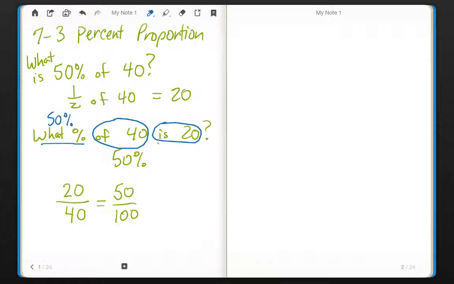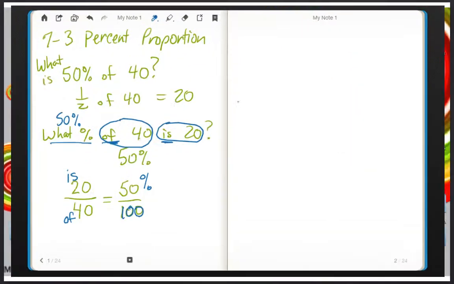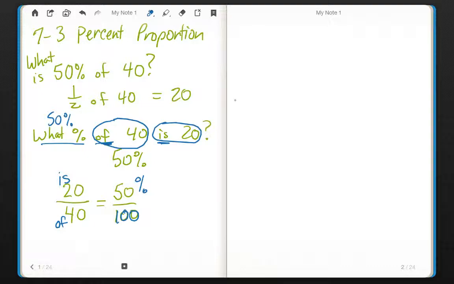I had you point out this "is" and this "of." The 20 was connected to the word "is." The 40, that's the "of," which is your whole. Then we had our percent, and then we have the number 100. That's the framework that will be true for all of these types of questions, where either you've got the percent and you want to know what was the whole. I know that this is 25% of something. What did it start out as? So I can have any of these things missing.